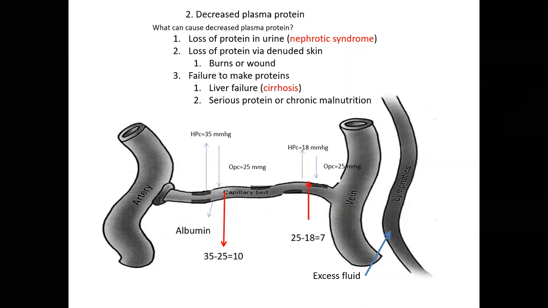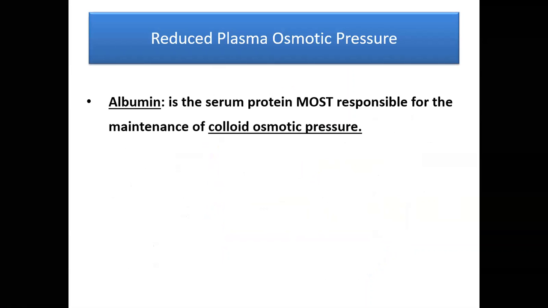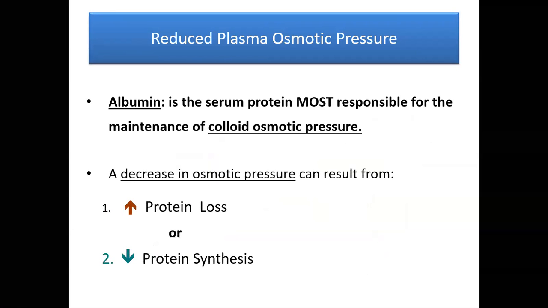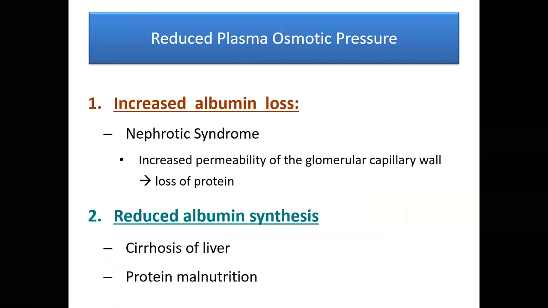Now, previously, or even in some areas of the world, serious protein or chronic malnutrition can also lead to decreased plasma oncotic pressure, leading to edema. Okay, these are all very simple causes. So albumin is the protein most responsible for the maintenance of osmotic pressure. A decrease in osmotic pressure can result from increased protein loss or decreased protein synthesis.